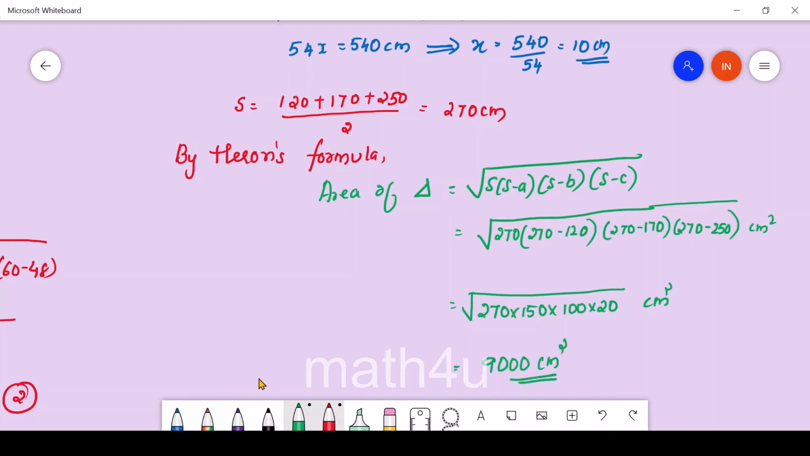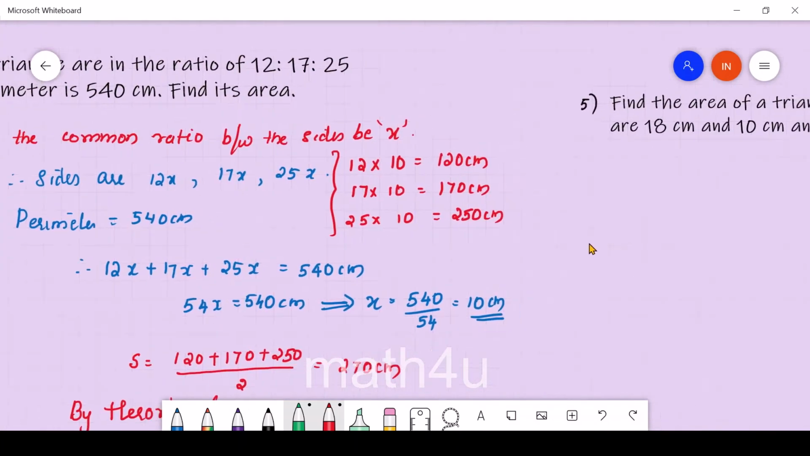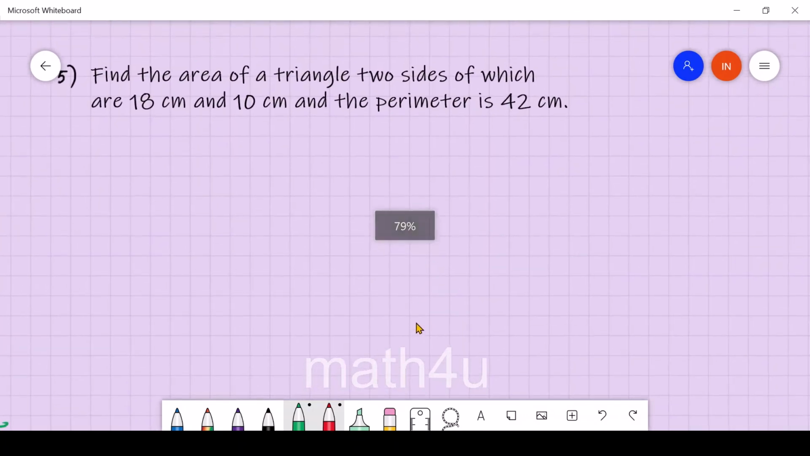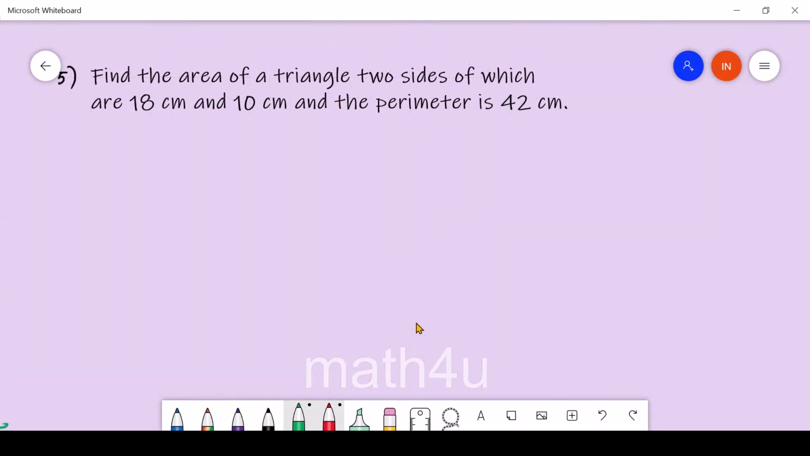Therefore, the area of the triangle is equal to 9,000 centimeter square. Is it clear, all of you, how we applied the Heron's formula? Yes. So let's move on to the last question. Find the area of the triangle of which 18 centimeter and 10 centimeters are the two sides and the perimeter is 42 centimeter.